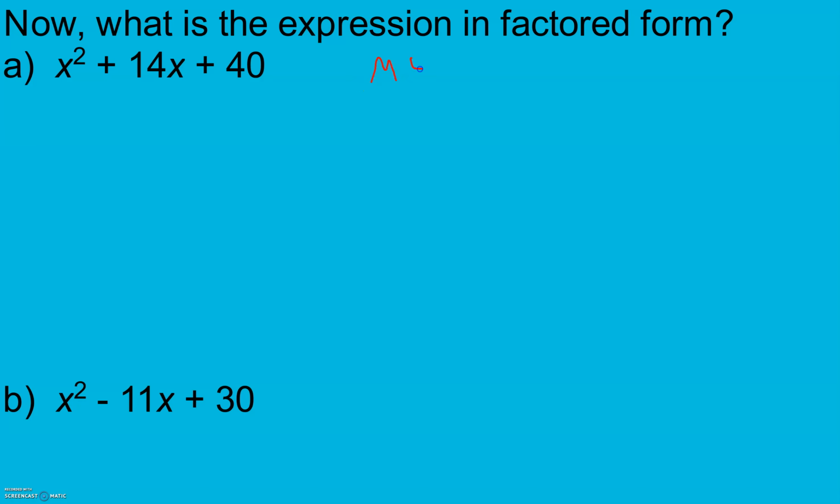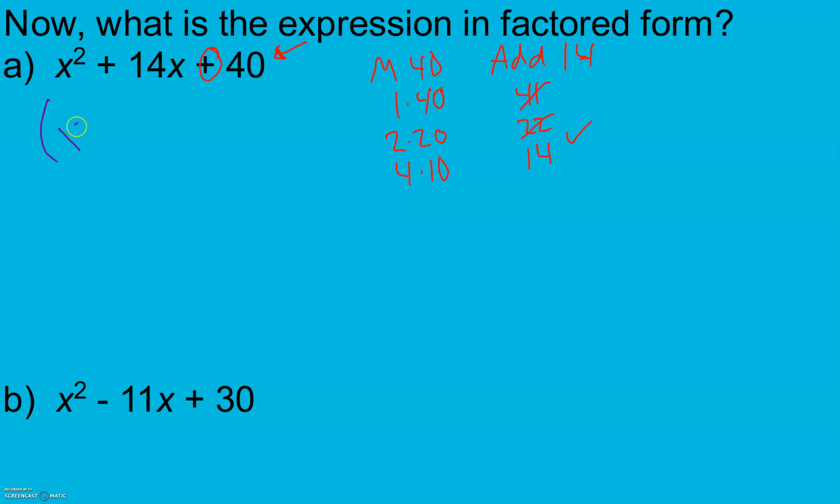We are going to multiply to 40 and add to 14. It has to satisfy both. So 1 and 40 gives me 41, not what we're looking for. 2 and 20 gives me 22. 3 doesn't go evenly into 40, but 4 does. 4 times 10 gives me 14. That's going to be the combination we want.